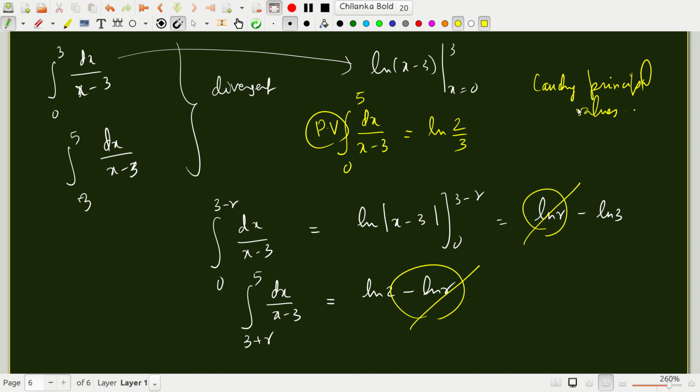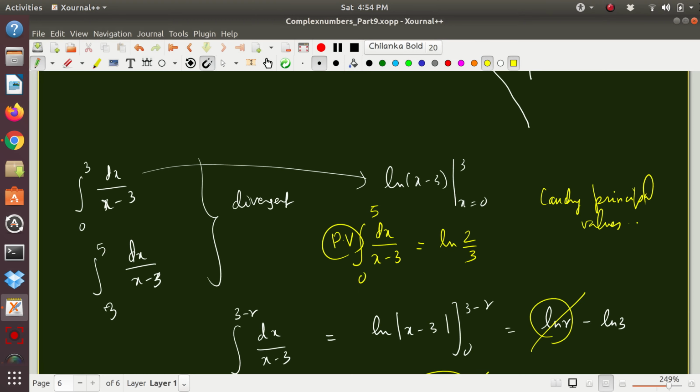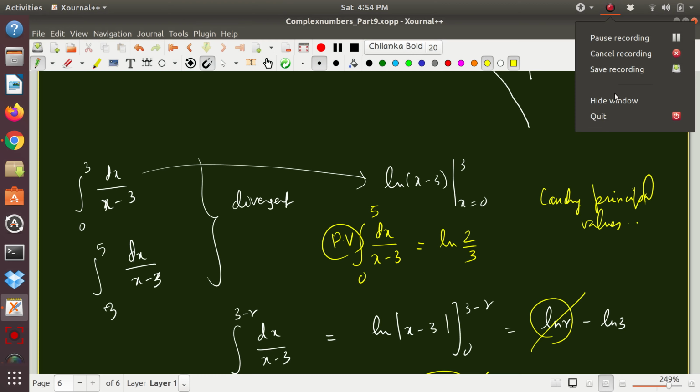So this is all about showing you a few examples that illustrate how to use the residue theorem to evaluate integrals of various types. I'll stop here for this module and continue from here in the next module.